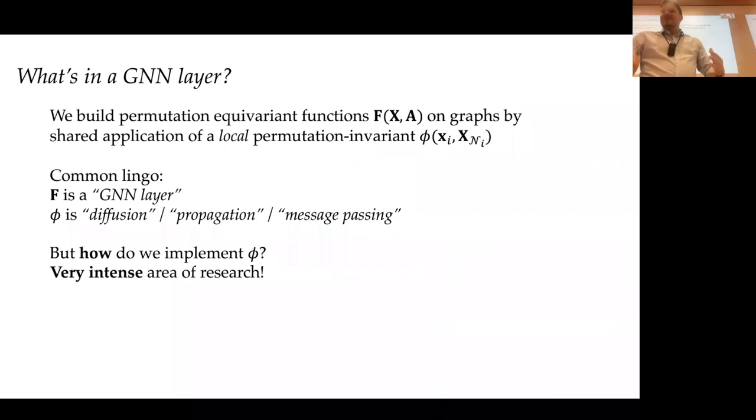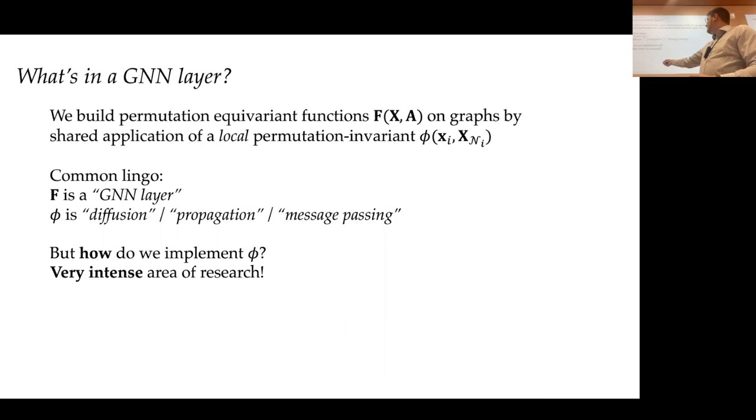However, we built these permutation equivariant functions by applying this local permutation invariant function, right? But I haven't yet told you what it is, so I haven't yet given you an implementation you can play with. Depending on which research literature you read, F can be referred to as a GNN layer, and this local function as either diffusion, propagation, or message passing, because these things were rediscovered from so many different principles like probabilistic graphical models, graph signal processing, and computer vision. Each one of those areas had a different name for this same general concept.